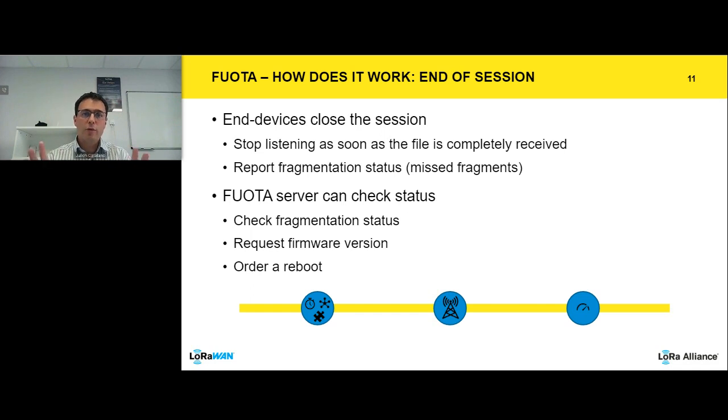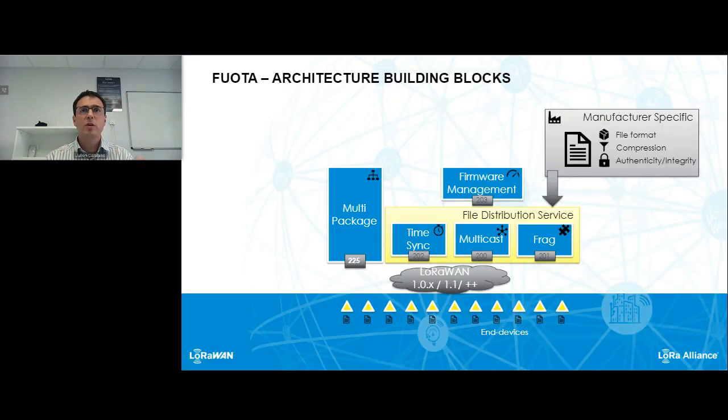So this is a wide view, a large view of how a firmware update over the air is designed in the LoRaWAN and the LoRa Alliance context. Now we will go a step further, looking at the FUOTA architecture. So this is the big picture. Don't be afraid. I will go one by one on each part so that you understand how it works.